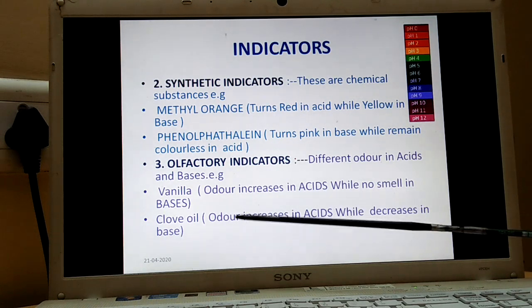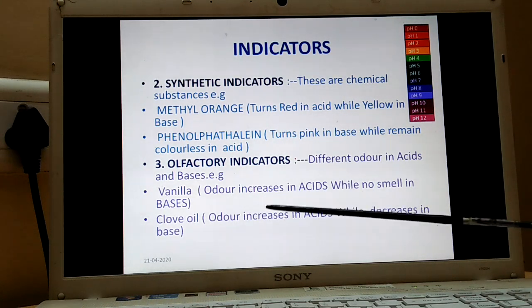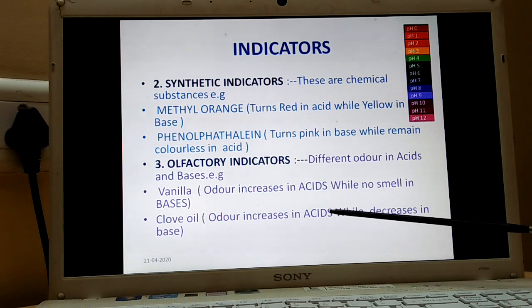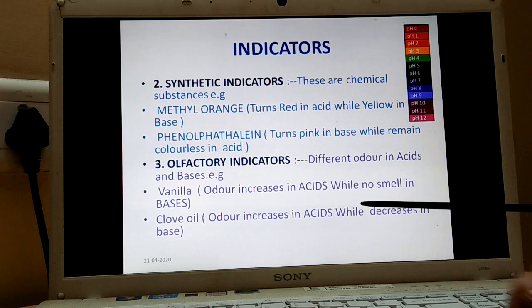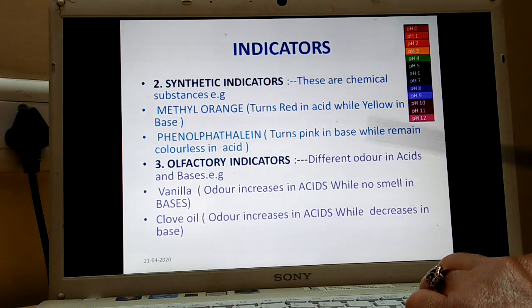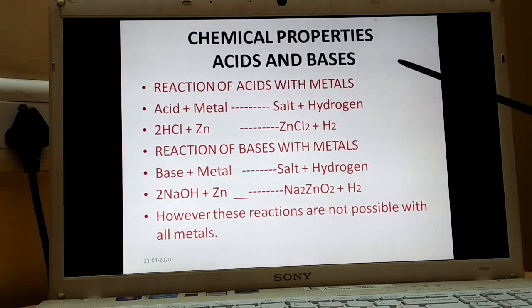Same is with clove oil. If clove oil drops are added into an acid, the odor increases while it decreases in a base. So that was about the indicators which you will come across in your NCERT.